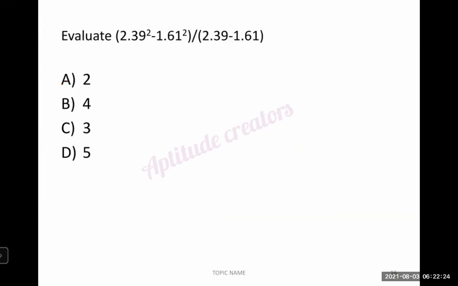Moving forward to next. Evaluate 2.39 square minus 1.61 square divided by 2.39 minus 1.61. Here can I write it as a square minus b square divided by a minus b? This is the value of a, and this is the value of b.